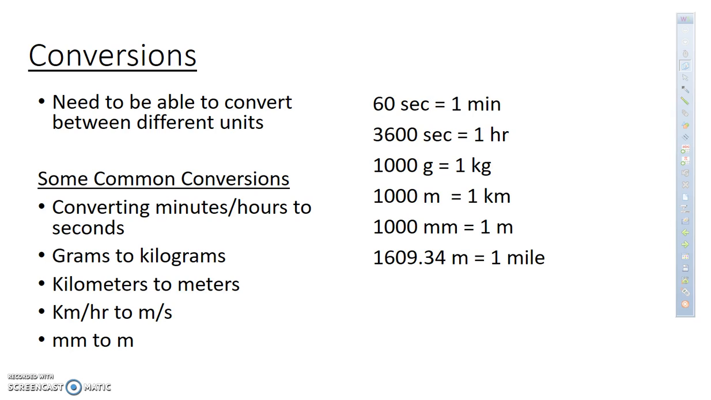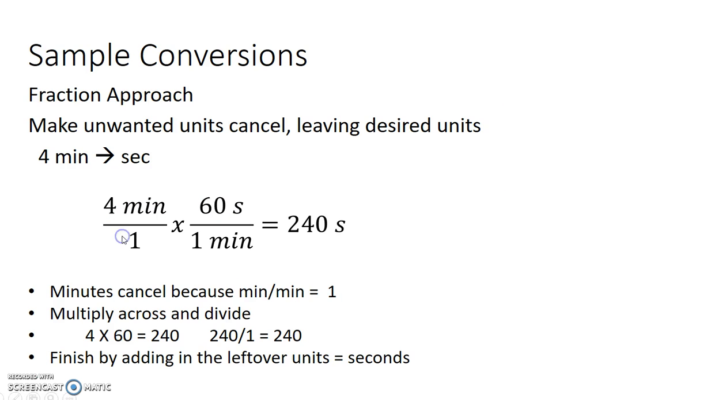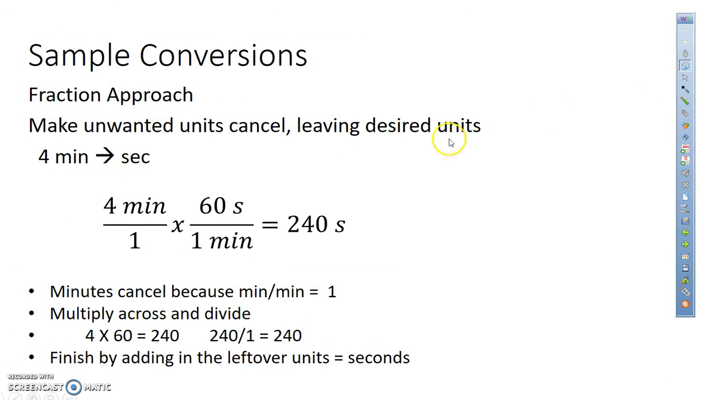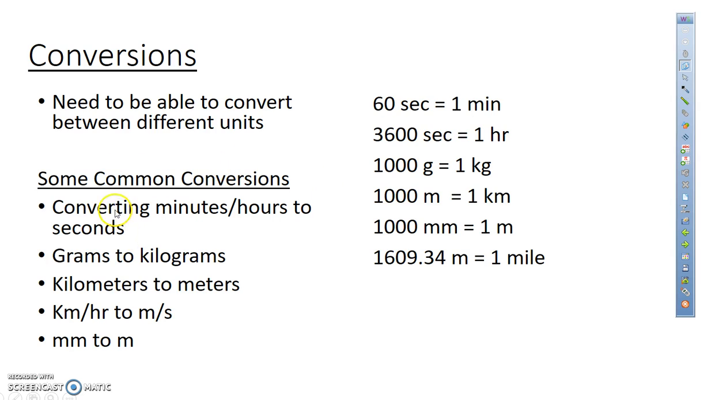Or going from grams to kilograms, kilometers to meters, all the things that you see right here on the left. Sorry about that. There we go. Everything that you see right here, these are the most common things that you'll see. Kilometers per hour to meters per second, even miles per hour to meters per second, millimeters to meters. So how do you get back to that base metric unit? These are some common ones that you'll use a lot in physics.